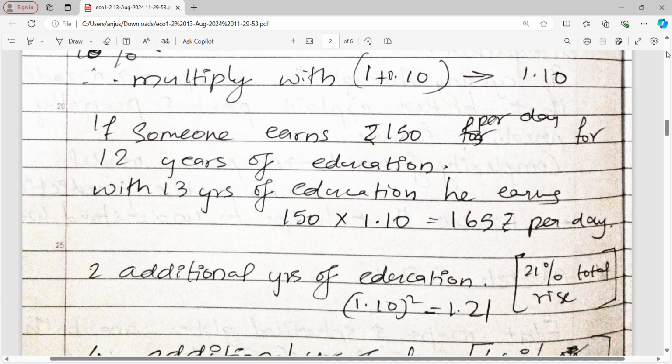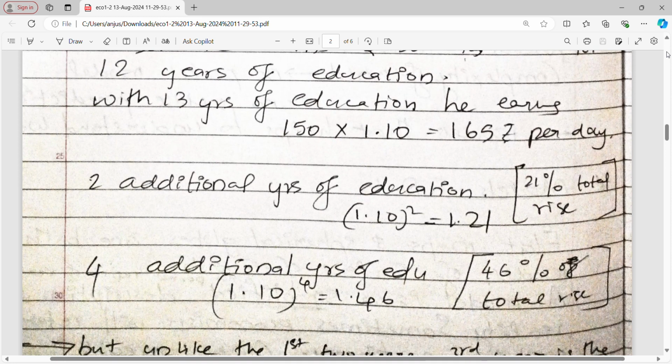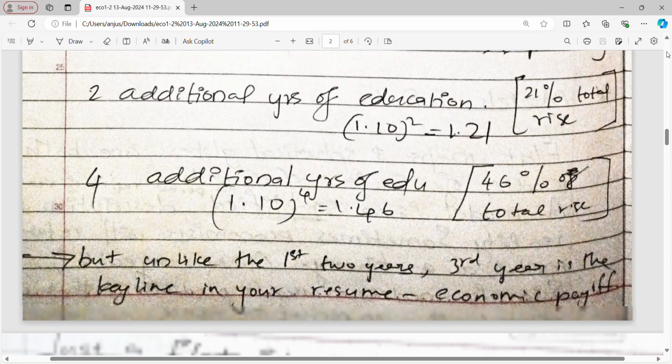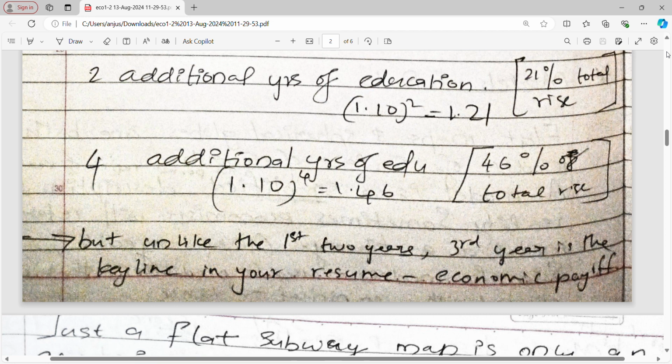Two additional years can cause a 21% total rise, that is 1.10 times 1.10, which is 1.21. Four additional years can cause 1.46, that is a 46% total rise. But unlike the first two years, the third year is the key line in your resume, that is where you're getting graduated. So the economic payoff is more in the third year. It's just an exception, a twist, a difference that we are studying here: not all years affect your wage equally.